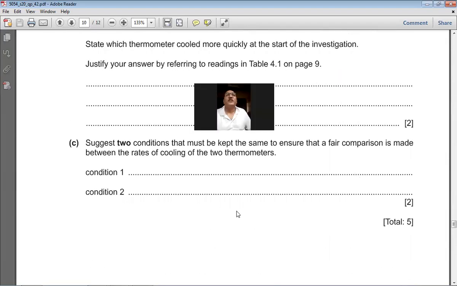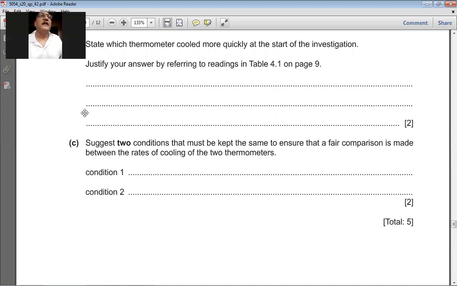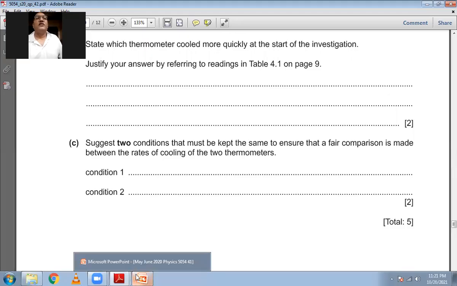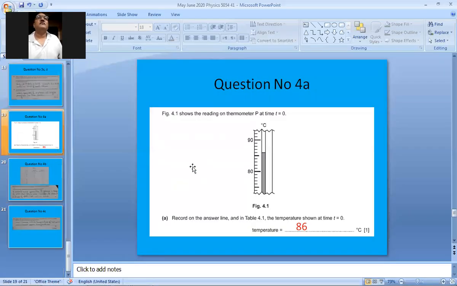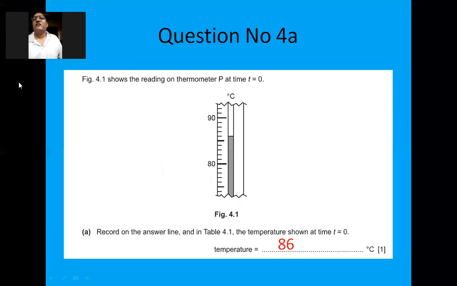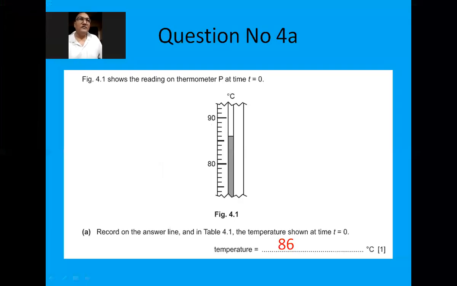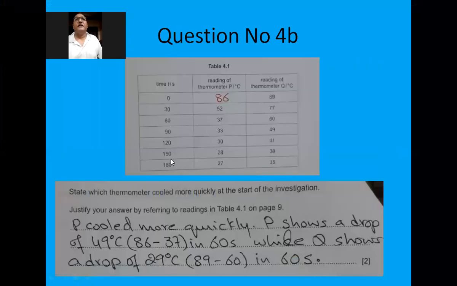State which thermometer cooled more quickly at the start of the investigation. Justify your answer by referring to the readings in the table 4.1 on page number 9. Okay. So let me show you my answer. So here we go. So this is 86 degrees centigrade.